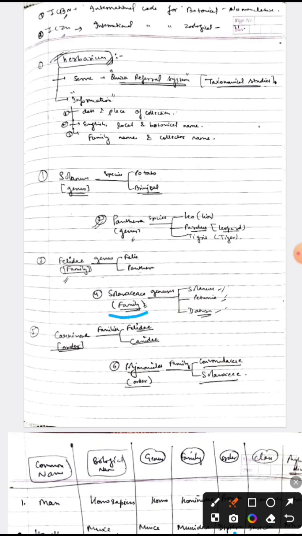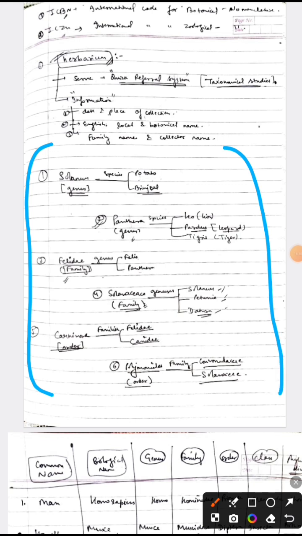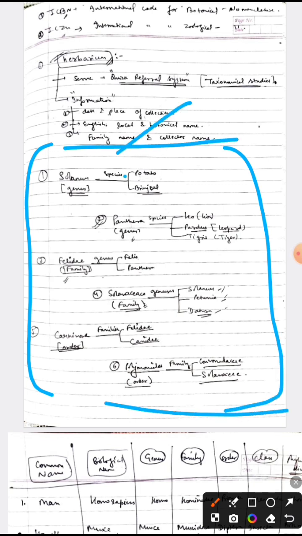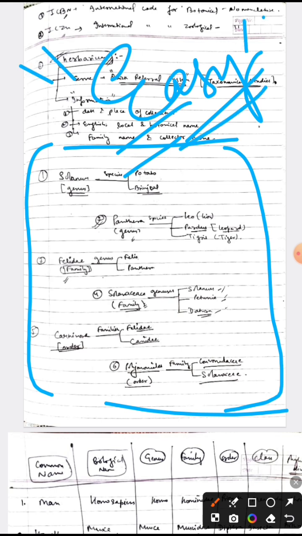Now next is Solanaceae. Solanaceae is the family and the genera are Solanum, Petunia and Datura. They are the genus names. Carnivora is the order name, and the families are Felidae and Canidae. Now Polymoniales are the orders and the families are Convolvulaceae and Solanaceae. So these are very important points which are written in the NCERT in a very complex form. So I have made a box here, and it is easy to memorize, so you can easily learn it from here.